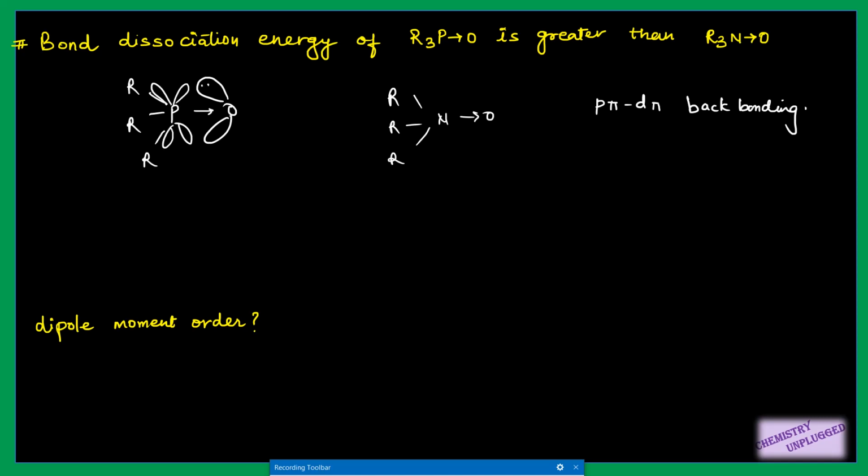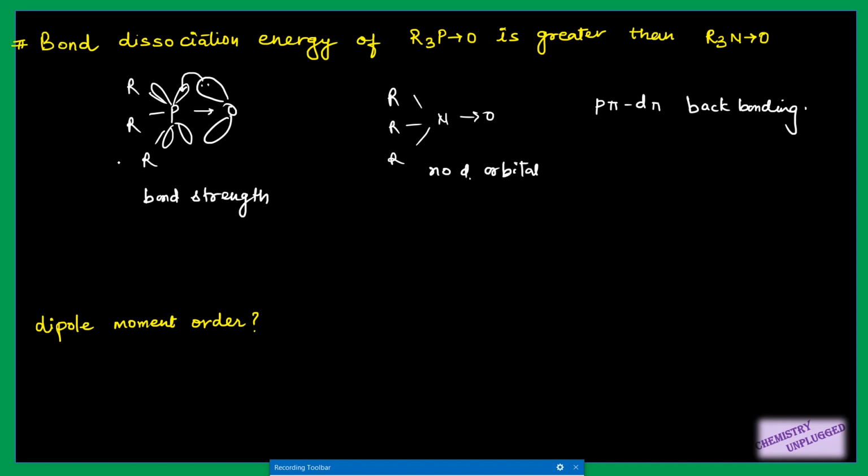When phosphorus gives its electron to oxygen to form a dative bond, this oxygen containing a lone pair will give its electron back to the d orbitals of phosphorus. This is called p pi d pi back bonding, and due to this back bonding the bond strength is much greater. While in case of nitrogen, there is no d orbital, so this type of bonding is not possible, and the bond strength is much weaker.